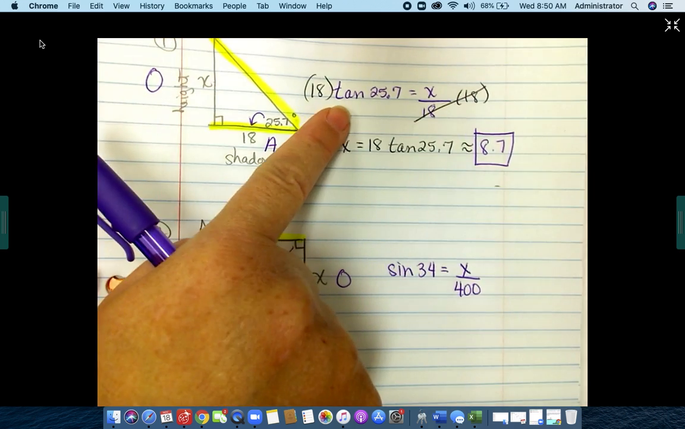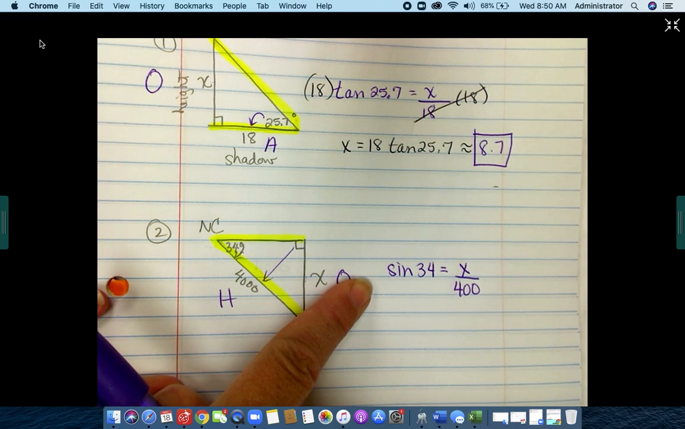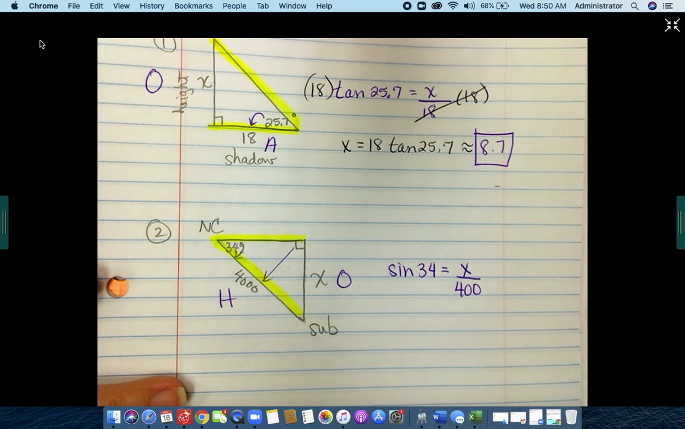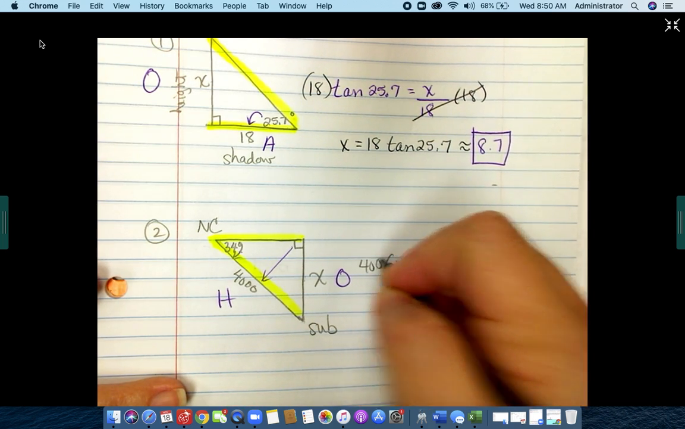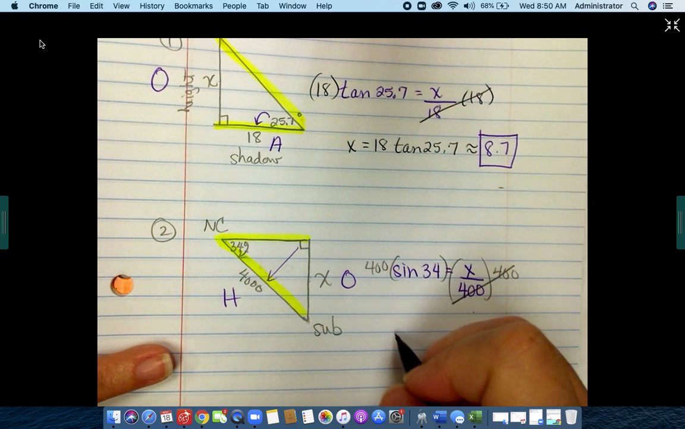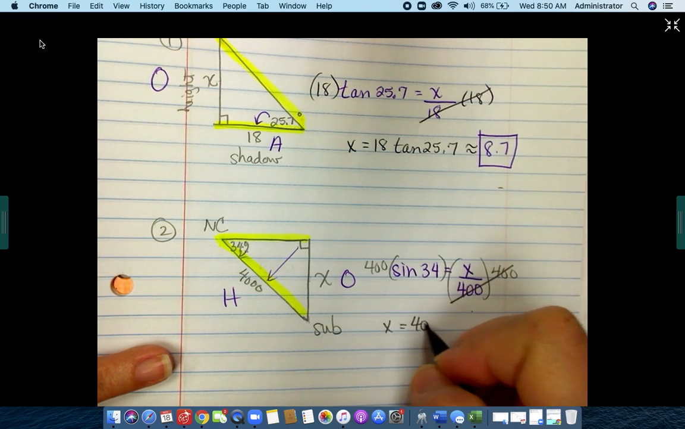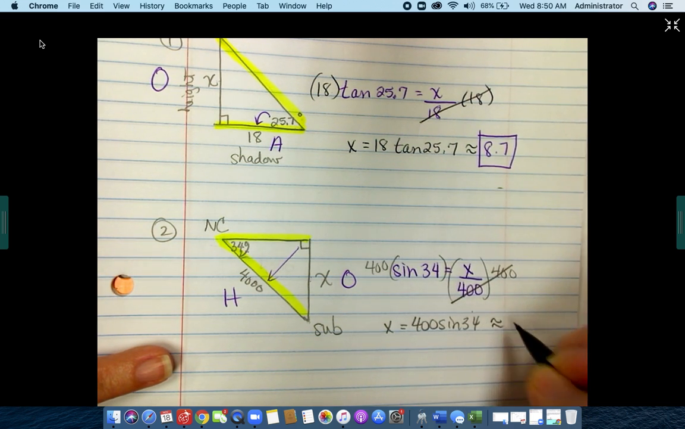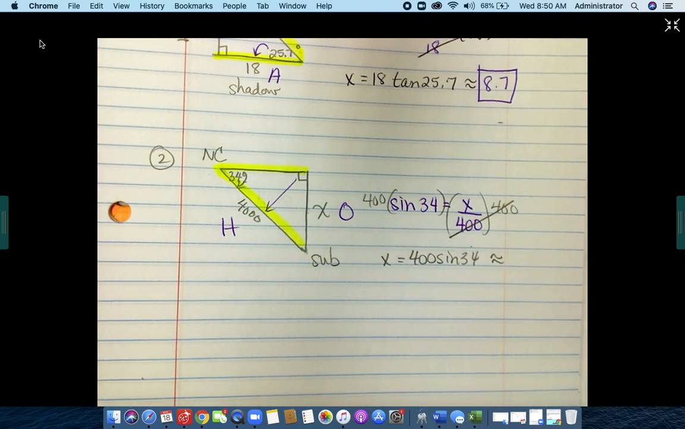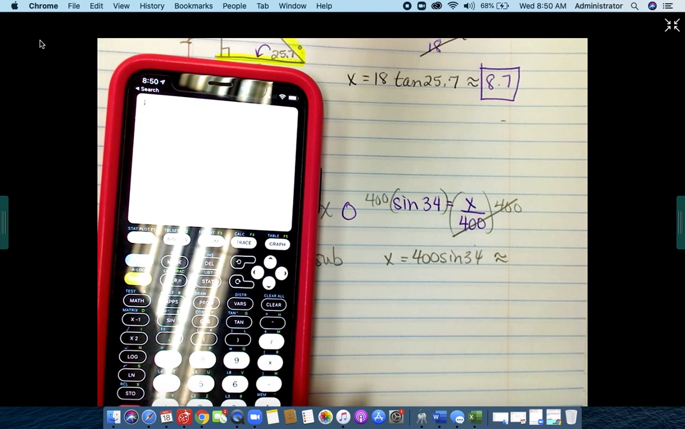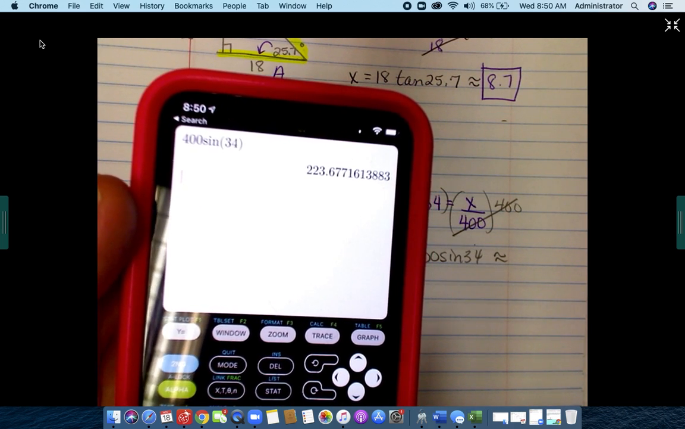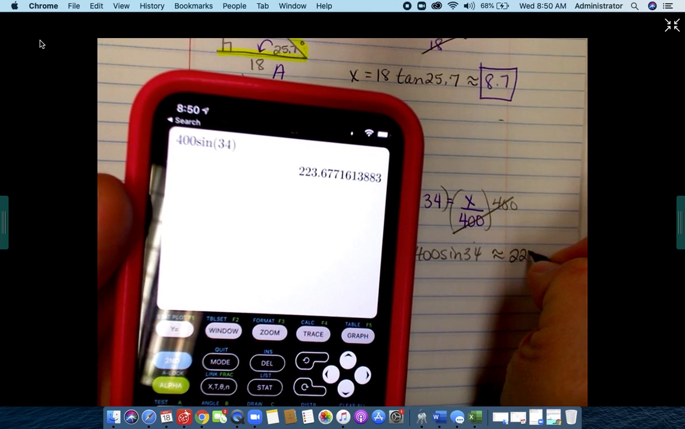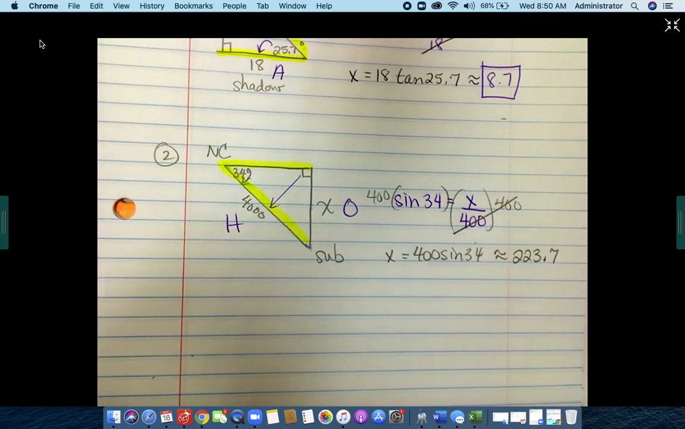And this is set up the same way. The only difference is it's a sine ratio instead of tangent. So we solve it the same way. So again, remember that you multiply both sides by 400, as finding the inverse of dividing by 400. So our x is going to be exactly 400 sine 34, but we are going to approximate that to the 10th place. So in our calculator, remember once you've changed it to degree mode, it should stay degree mode. You should not be getting small decimal answers. So that's 223.7.